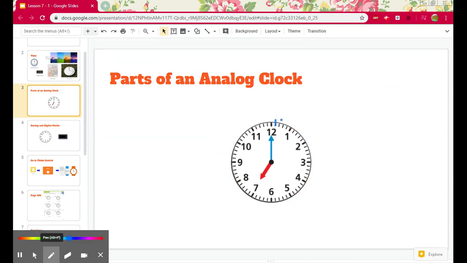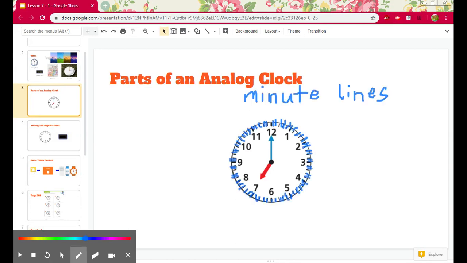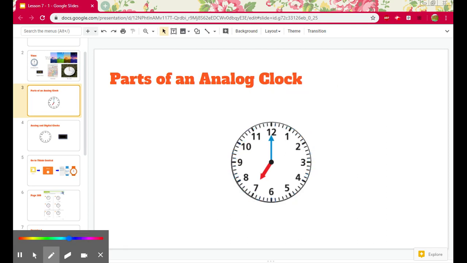The lines that we are highlighting in blue are called minute lines. Minute lines show the minutes. If you count the minute lines, there are 60 because there are 60 minutes in 1 hour. Some of you may have noticed that there are 1, 2, 3, 4, 5 spaces between each hour line. That's a very good observation, but we'll talk about that more in our future lessons. For now, it's good to know that each space is equal to 1 minute.